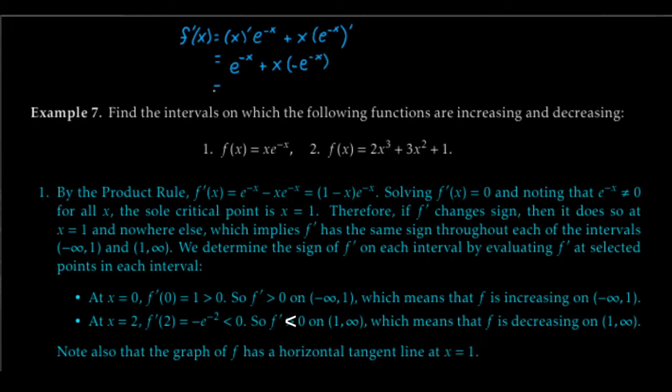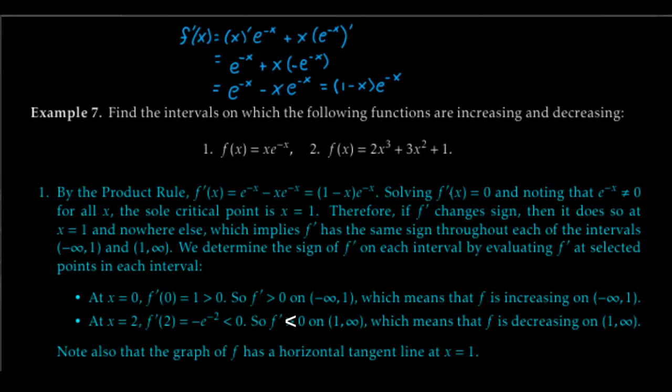Okay? Now I can rewrite this as e to the minus x, and if you're good with it, I can do just a little tiny bit of simplification and write this as 1 minus x times e to the minus x. Bada bing, same thing we got right down here. So by the product rule, we get that f prime of x is 1 minus x times e to the minus x. So first thing we're going to want to do is solve f prime of x equals 0.